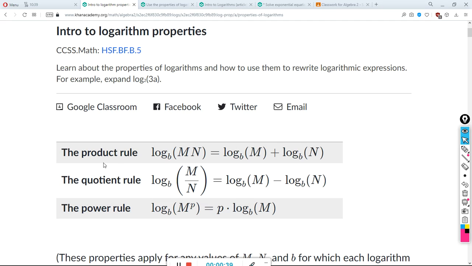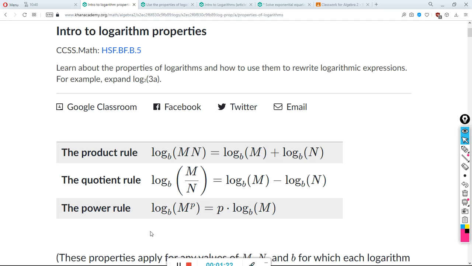Okay, the first one is the product rule. If you take the log of something times something, you can separate those two items and add the log of the individual items. So the log of m times n is the same as the log of m plus the log of n. Alright, the quotient rule. If you're taking the log of something divided by something, you can separate those two items and subtract them. So the log of m divided by n is the log of m minus the log of n.